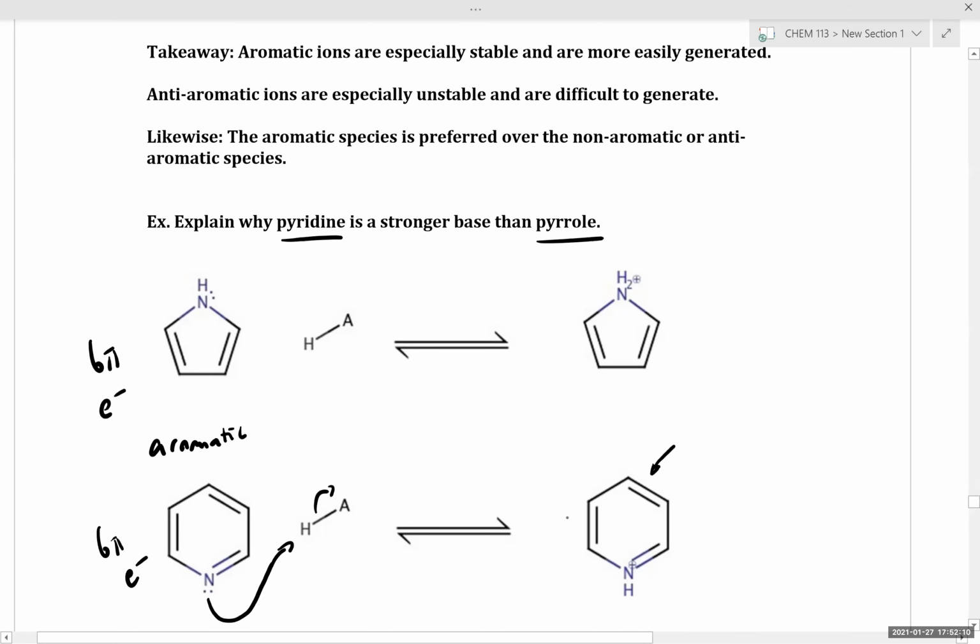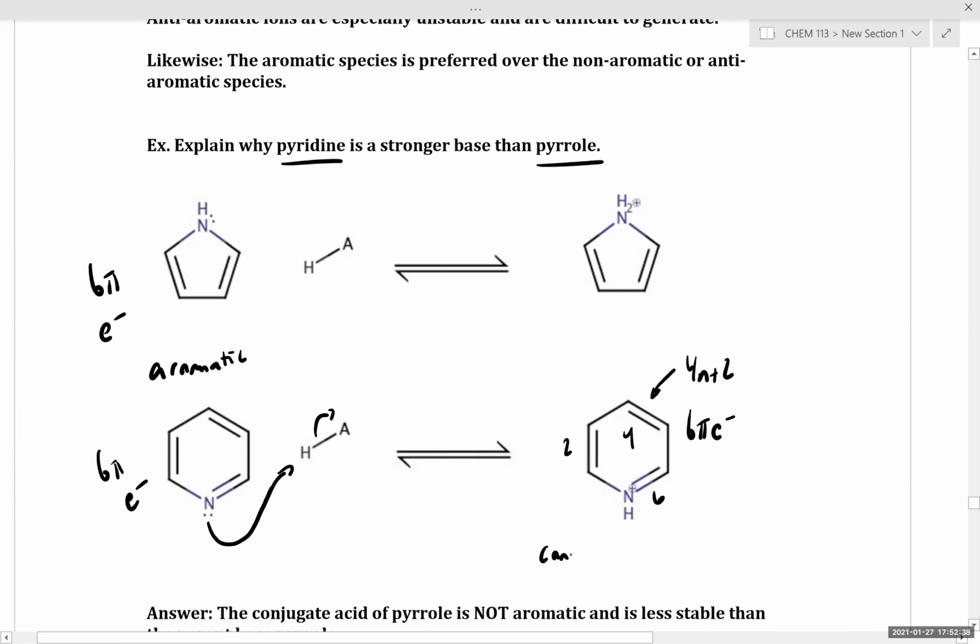So counting, we have 2, 4, 6. For the pyridinium ion, 6 pi electrons, what does that tell us? Is that aromatic or anti-aromatic? If we have 6 pi electrons, does it follow the 4n plus 2 rule? We can conclude that this ion, this conjugate acid, is aromatic. So when we protonate pyridine, we do not disrupt aromaticity.